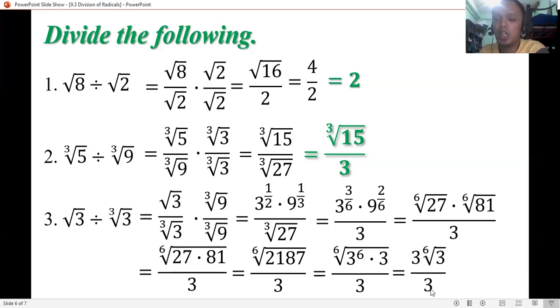Pero hindi pa dyan nagtatapos. 3 divided by 3, or simply cancel this out. Then, the product is the 6th root of 3. I mean, the quotient is the 6th root of 3. Okay? Sa haba-haba ng solution, ito lang pala yung sagot. So, ganyan pag multiplication tsaka division of radicals.